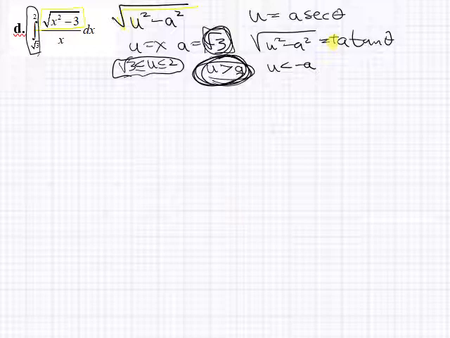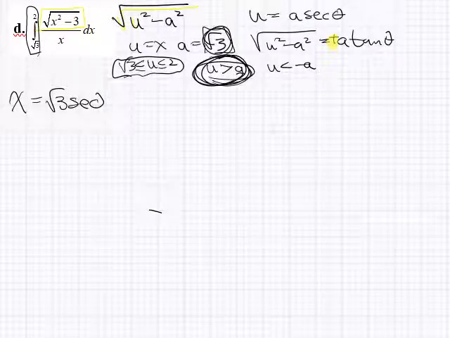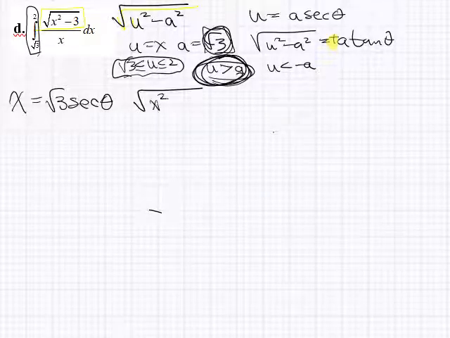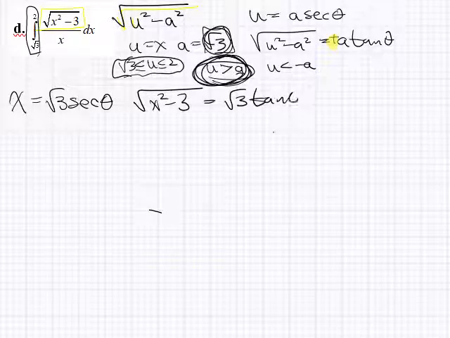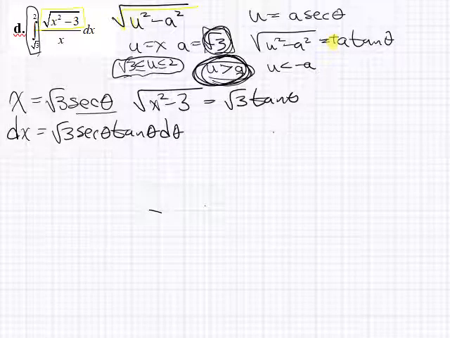So let's make the substitution for this particular integral. Well, we said that u, which is x, is going to have to equal a, which is square root of 3, secant theta. And that will then in turn make the square root of x squared minus 3 equal a, which is square root of 3, tan theta. And then we just need to figure out what dx equals, which in this case would be the square root of 3 secant theta tan theta d theta, because that's the derivative of secant. Make all your substitutions in here, and we're good to go.